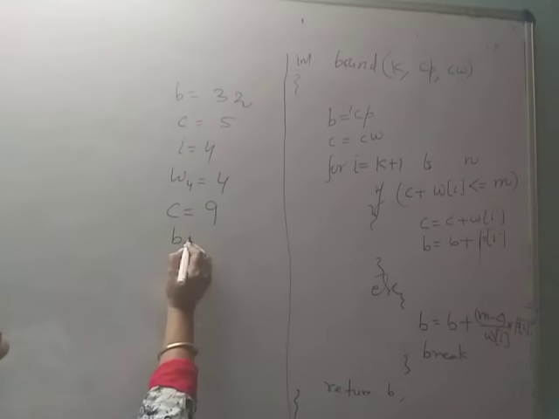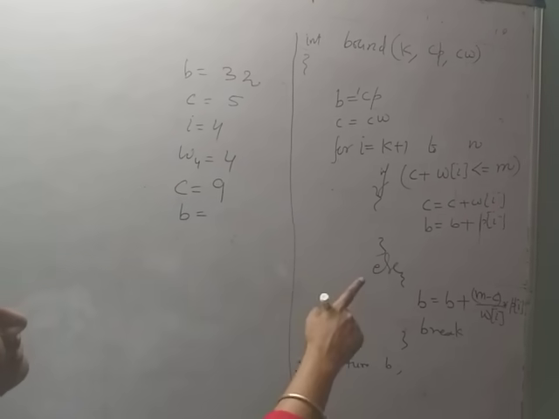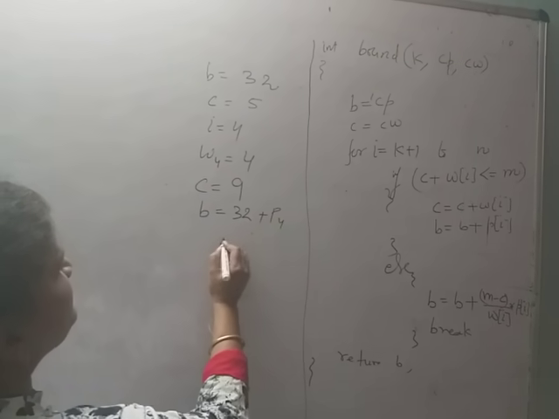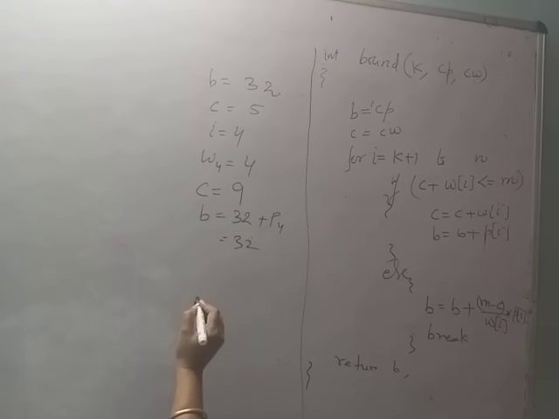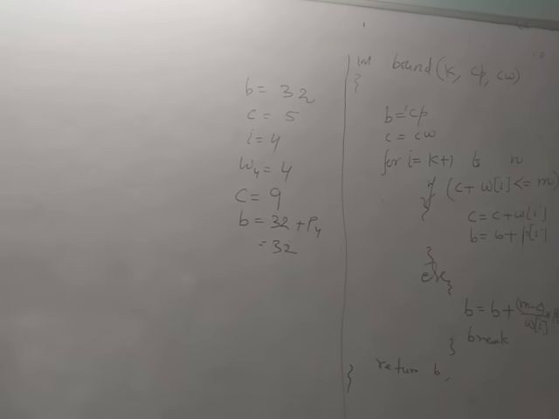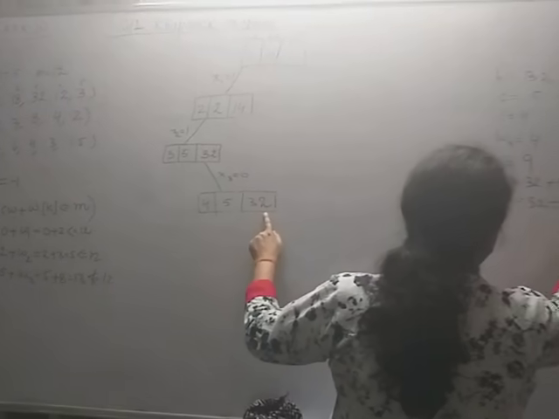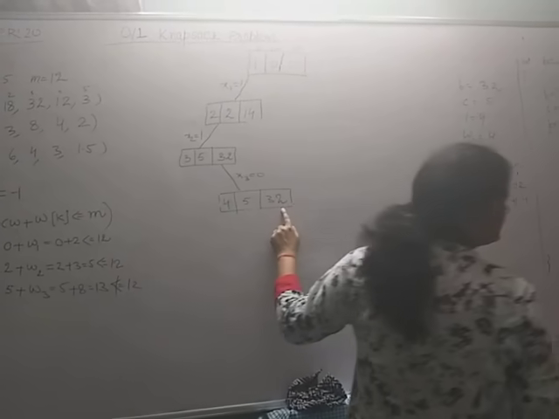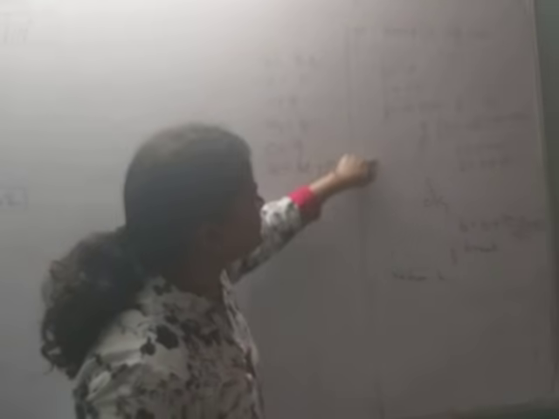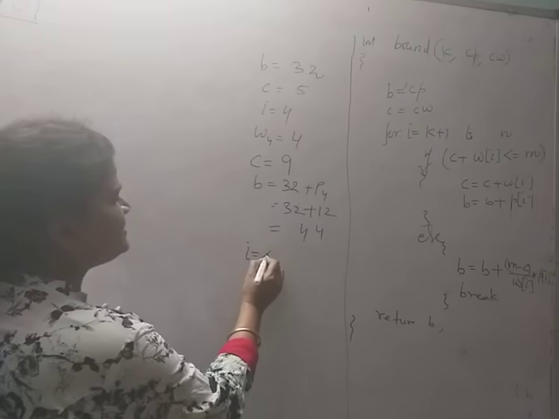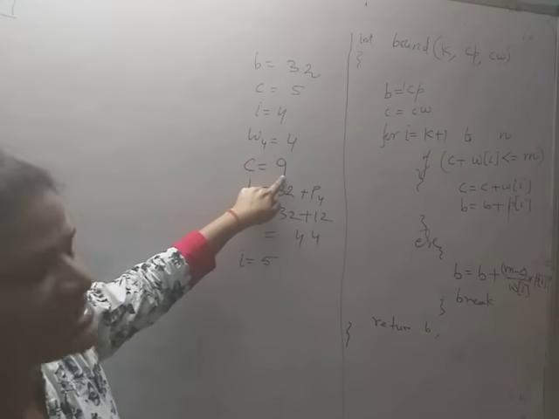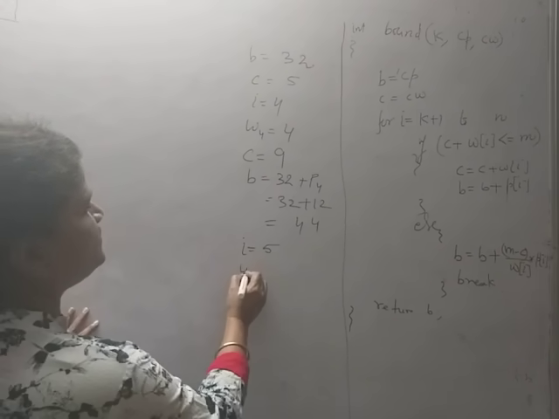The updated value of the profit is 32 plus the profit P4. P4 is 12, so 32 plus 12 is 44. Now i is 4, and again the loop will go and the value of i is 5. When the value of i is 5, then c plus wi: at this time c is 9 and W5.